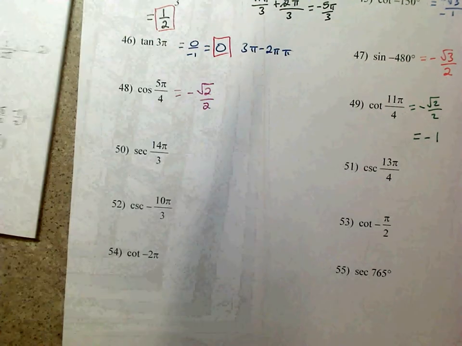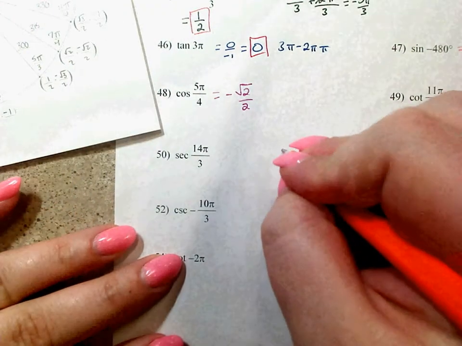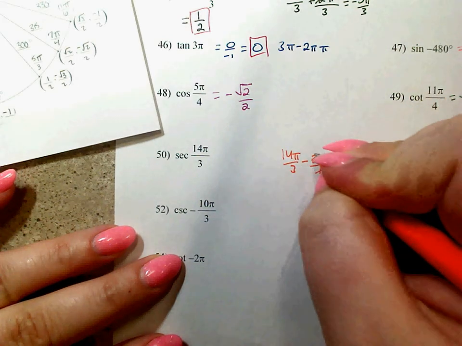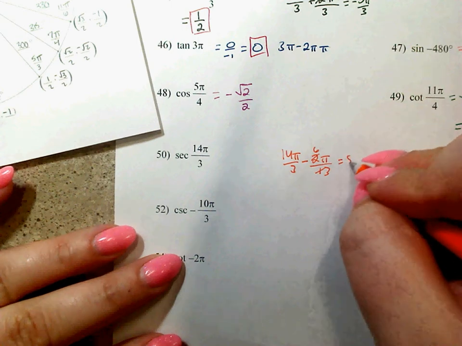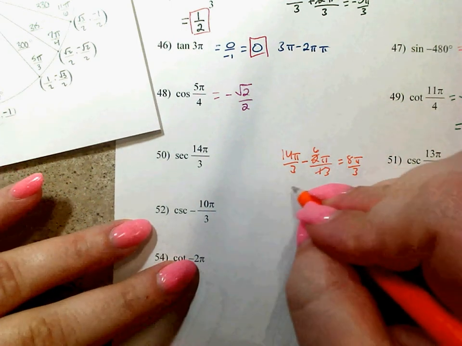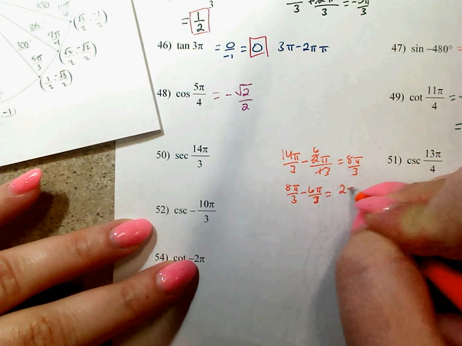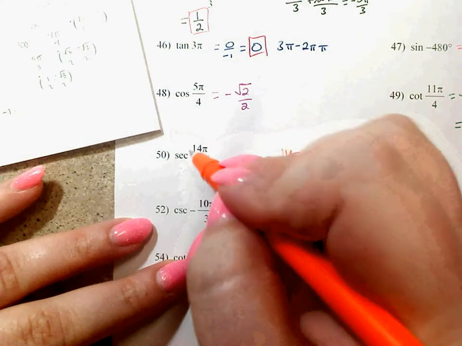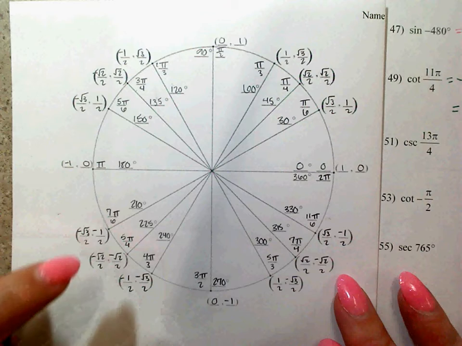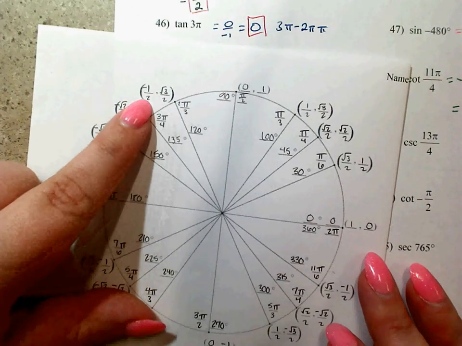14 thirds pi. 14 thirds is outside of one rotation, so I'm going to subtract 2 pi. 2 pi is 6 thirds. 14 minus 6 is 8 thirds. That's still out of one rotation. So I'm going to subtract it again. 8 pi over 3 minus 6 pi over 3, which is just 2 pi, is 2 pi over 3. So secant of 14 pi over 3 might as well be just secant of 2 pi over 3. So 2 pi over 3 is right here, and they're asking me for secant. Secant's the reciprocal of cosine, so if cosine is negative 1/2, then secant is negative 2.